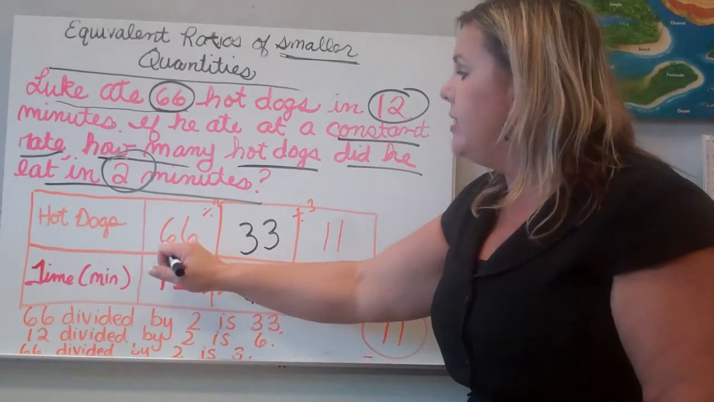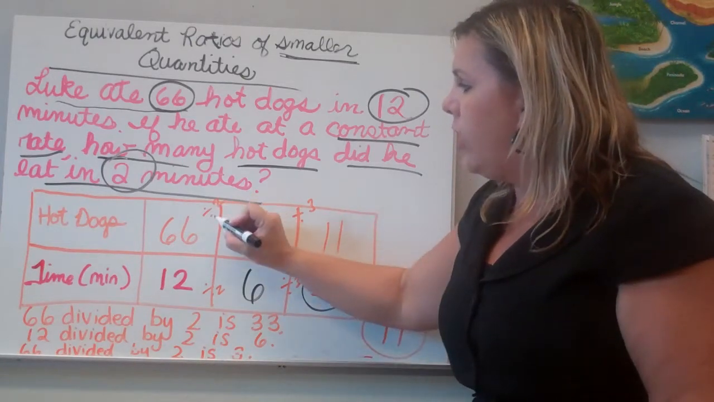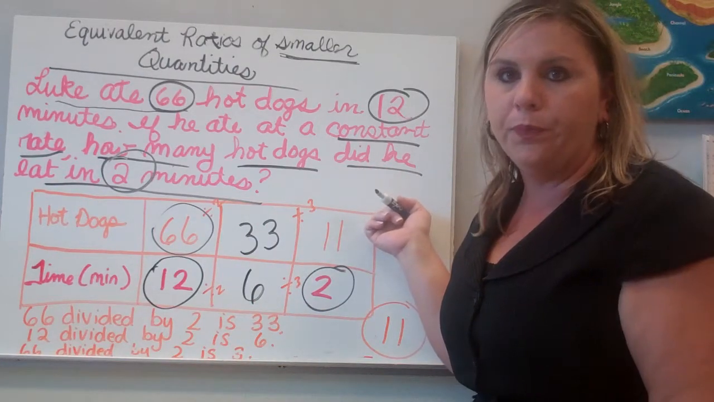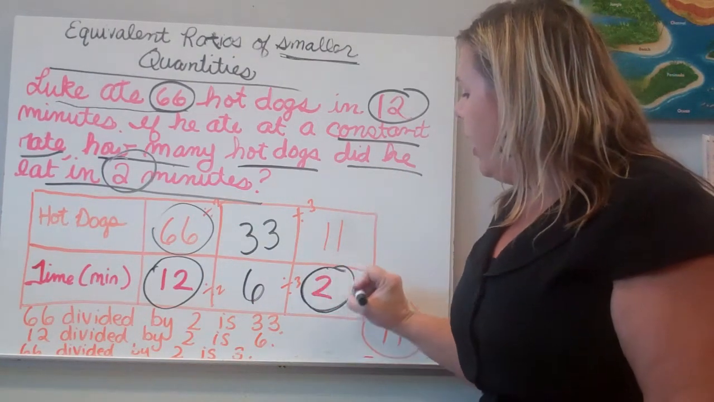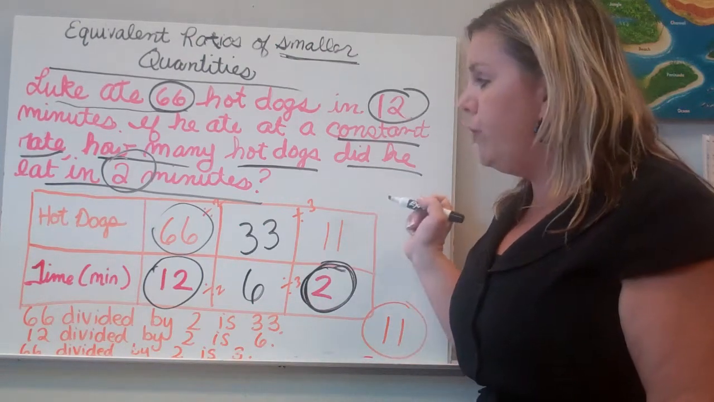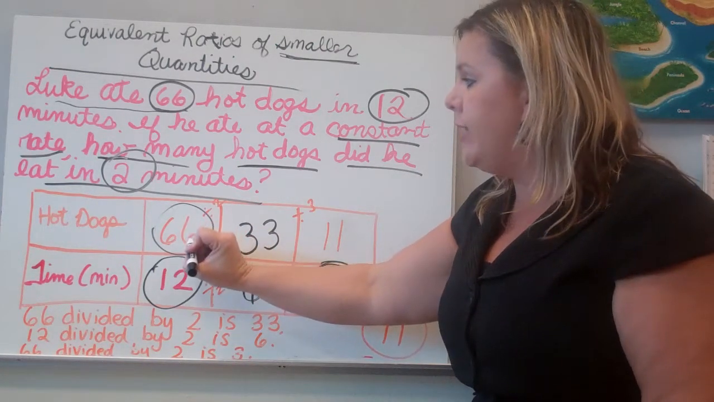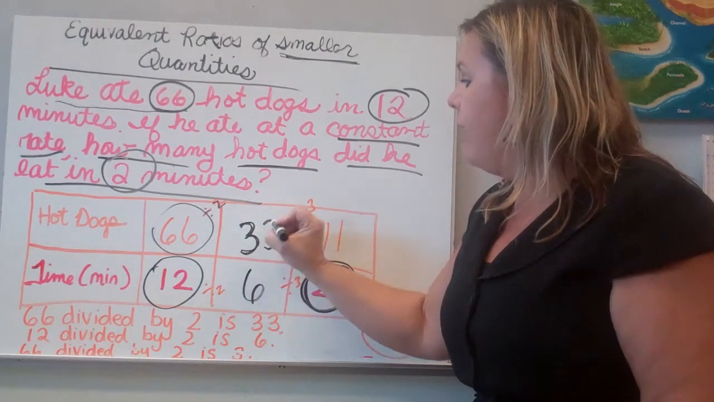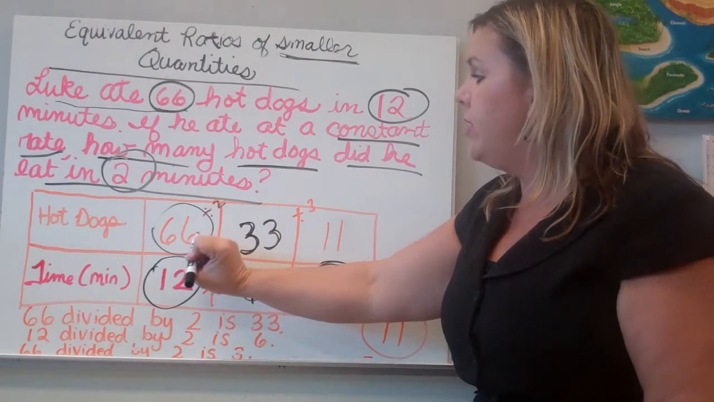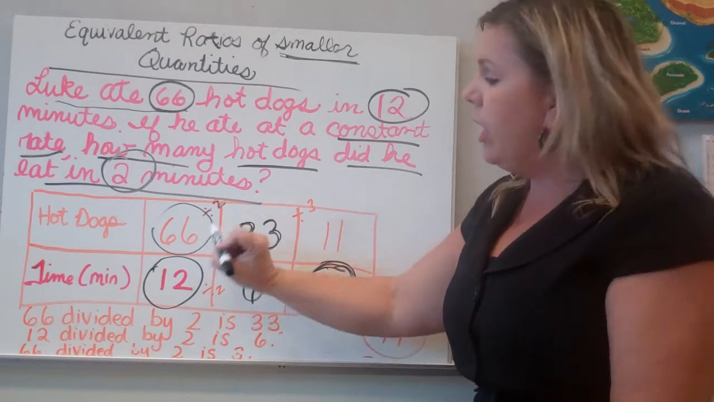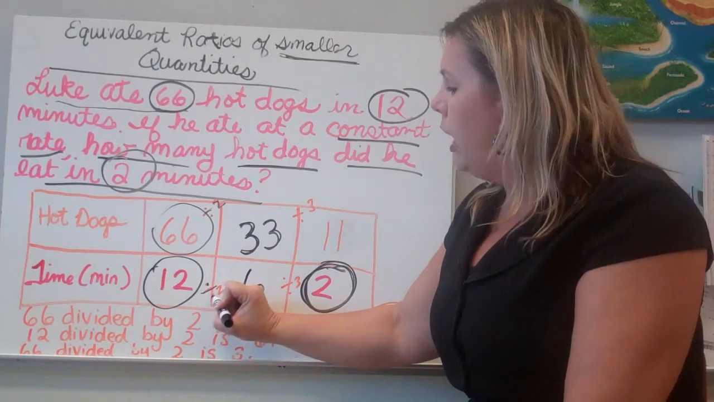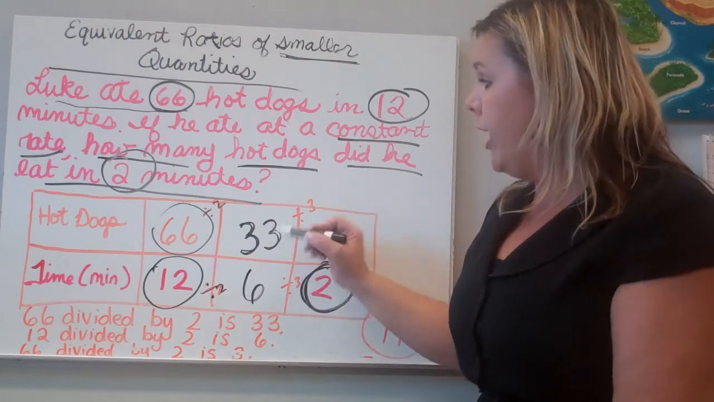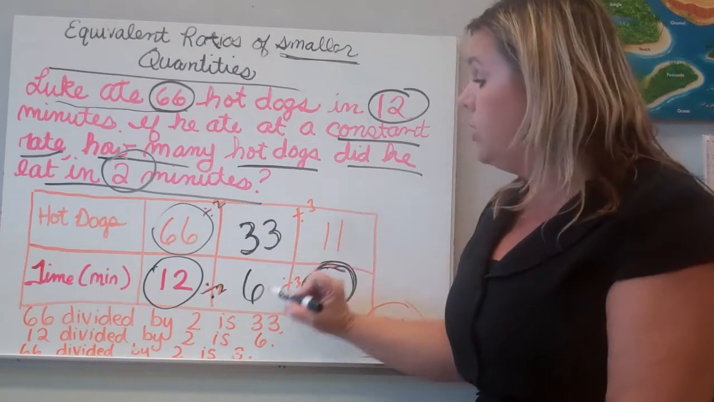Okay, well, he ate 66 hot dogs then in 12 minutes. That's the information that we know. Now, we want to find out how much he ate in 2 minutes. Well, if we divide 66 divided by 2, we can half that number, and half of 66 is 33. If we have 12 and we divide 12 by 2, we get 6. So that means that we know that he ate 33 hot dogs in 6 minutes.